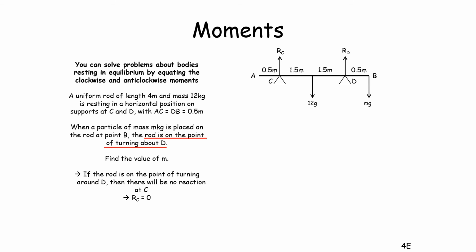So normal reaction at C will be 0 if it's tilting around D. If it was tilting about C, then the normal reaction at D would be 0, and vice versa. And this is very important. If you don't write that in the exam where the RC is equal to 0, like in this example, and you carry on with the work and you get all the forces and everything labeled correctly, you will get no marks until you write somewhere RC is equal to 0.